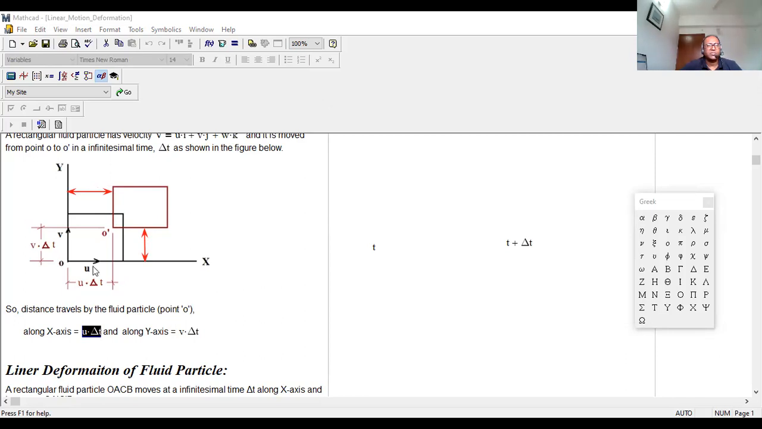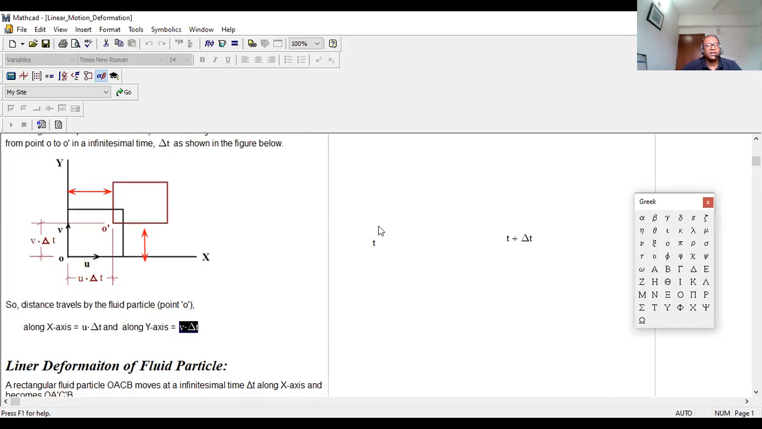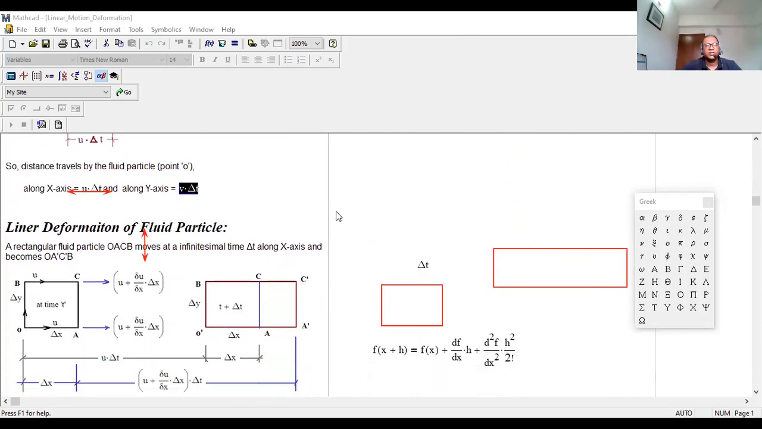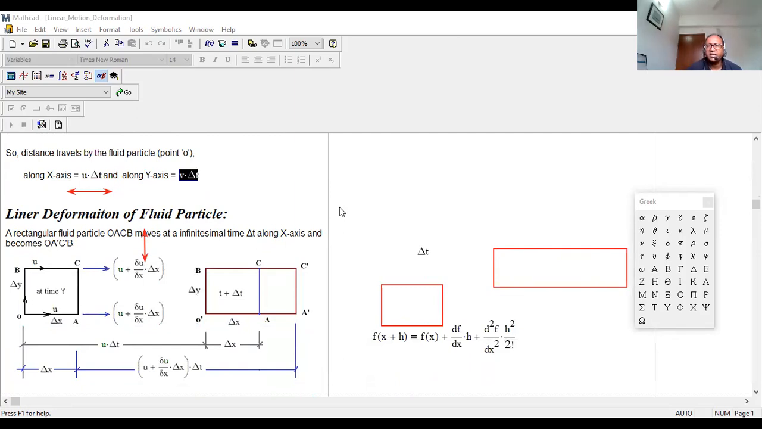So y-axis velocity is v into delta t. Okay, there is only linear translation, there is no deformation, but sometimes you might see a fluid element like that, but when it comes over here, it is deformed like that, with its length getting bigger. We need to figure out a differential equation: what will be the condition if there is a linear translation and linear deformation of the fluid element.